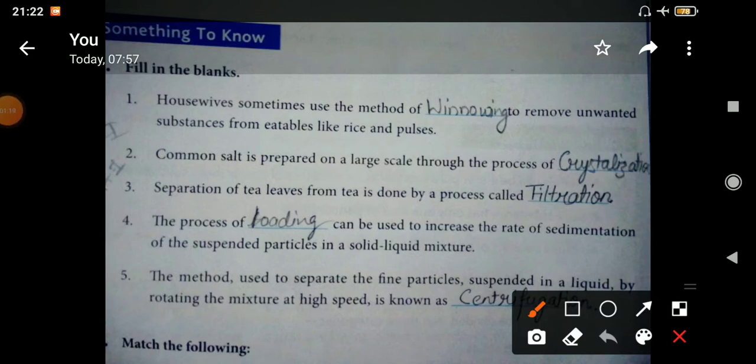Separation of tea leaves from tea is done by what? What do we use to separate tea leaves from tea? We use a sieve, and this process of separation of tea leaves from tea is called filtration.